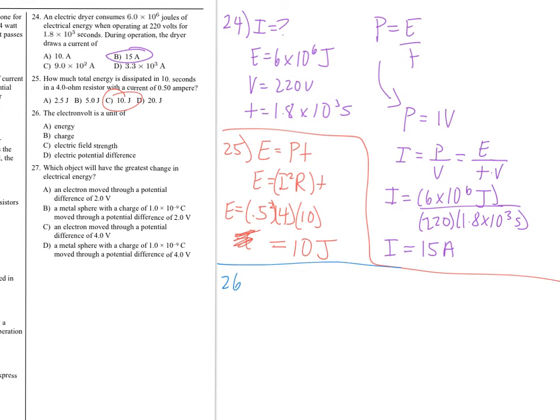26. The electron volt is a unit of, well, you guys don't need to know that, but for your information right now, it's energy. We don't get into that till later on. Choice A. Energy. Okay, let's go back to purple. Number 27. Which object will have the greatest change in electrical energy? Alright. Wow, we got a trick question here.